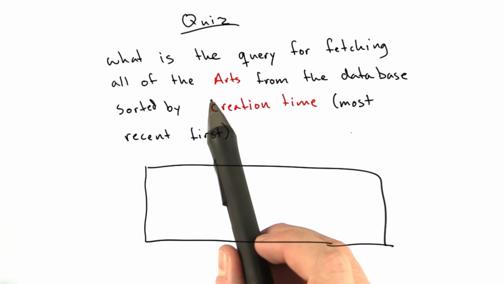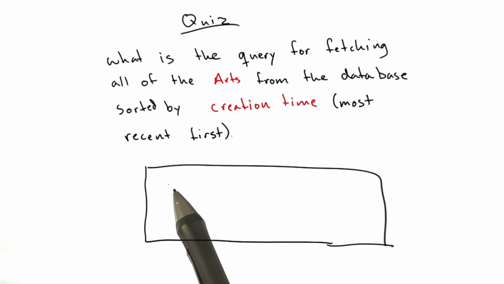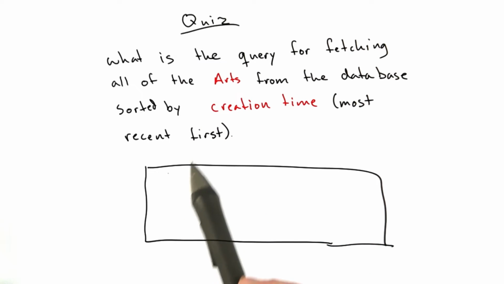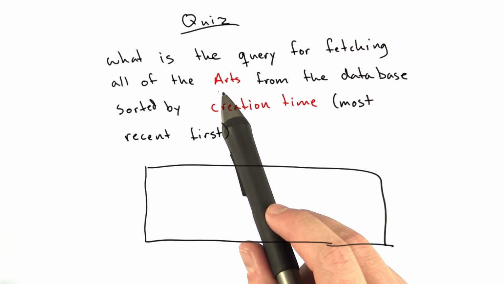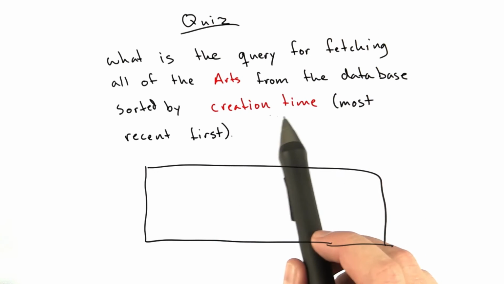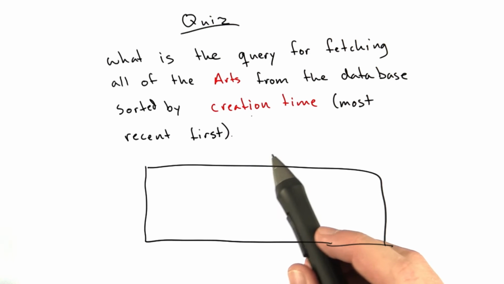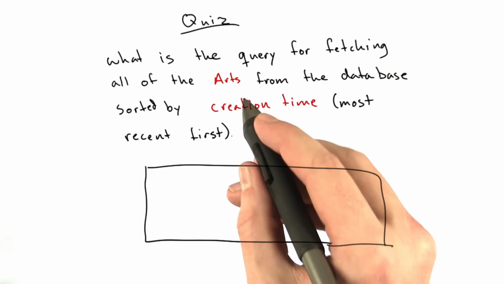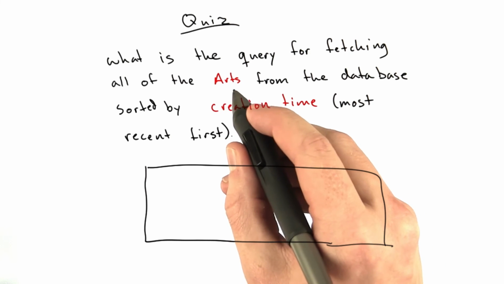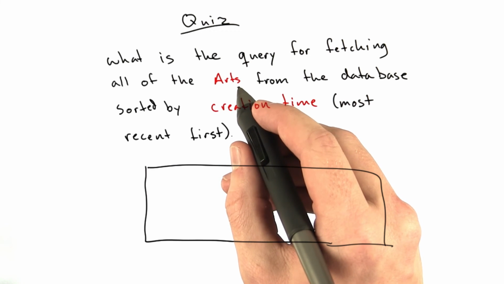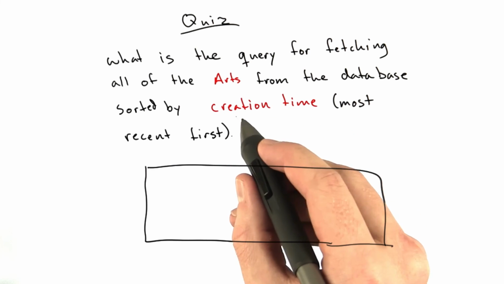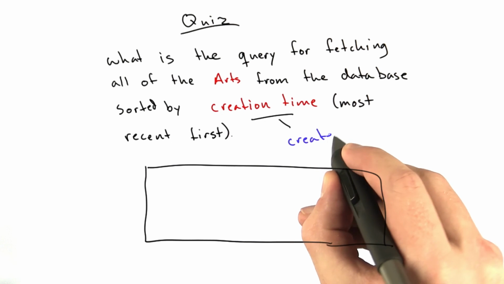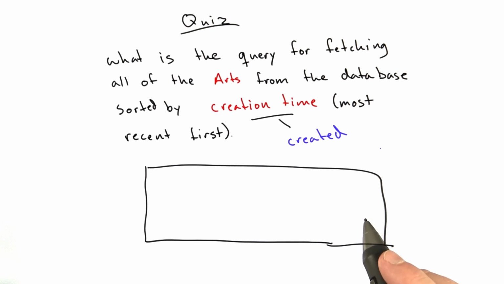So what I'd like you to do is write for me the SQL, or in this case, the GQL, to fetch all of the instances of arts from our database sorted by the creation time. Now, I know this is a little bit much to ask. In this case, arts is going to be the name of the table. That's how you do GQL queries. And remember creation time? That field was called created. Okay, good luck.